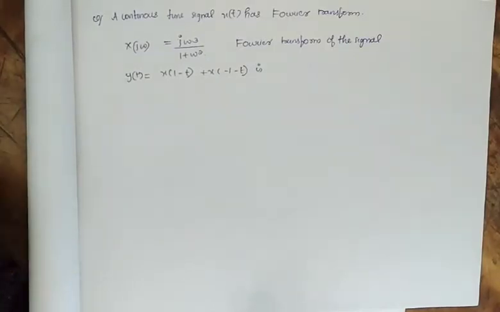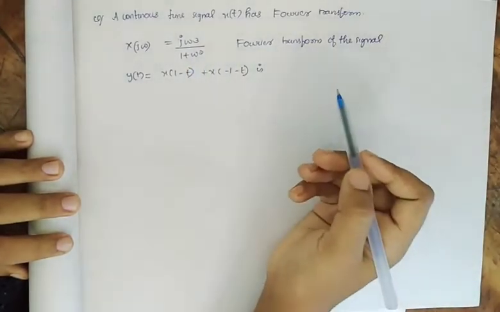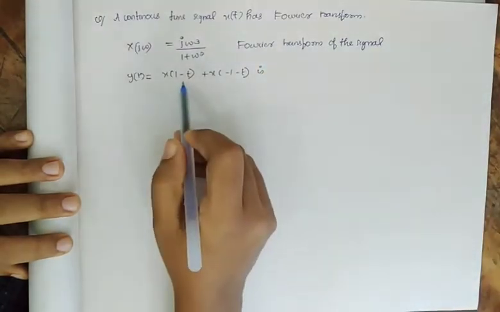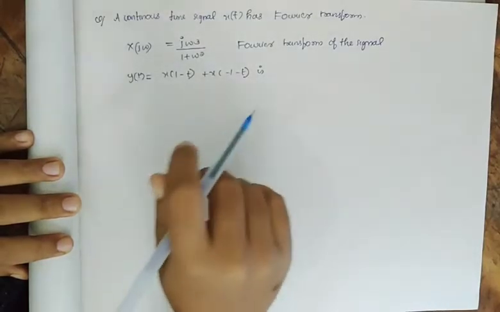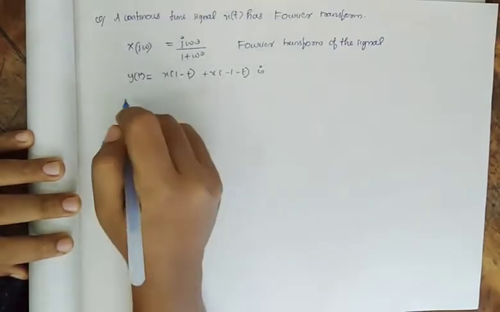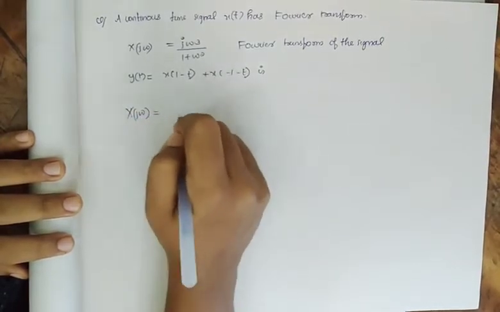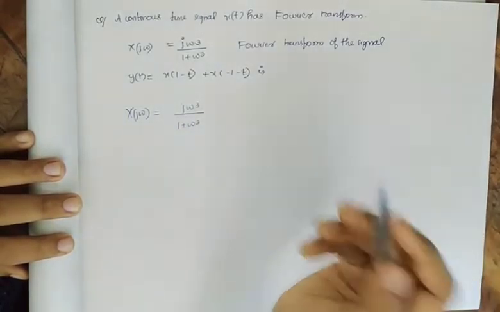A continuous time signal x of t has a Fourier transform X of j omega equal to j omega cubed divided by 1 plus omega squared. The Fourier transform of the signal y of t is equal to x of 1 minus t plus x of minus 1 minus t. So, let us take X of j omega alone, which is equal to j omega cubed divided by 1 plus omega squared, right?